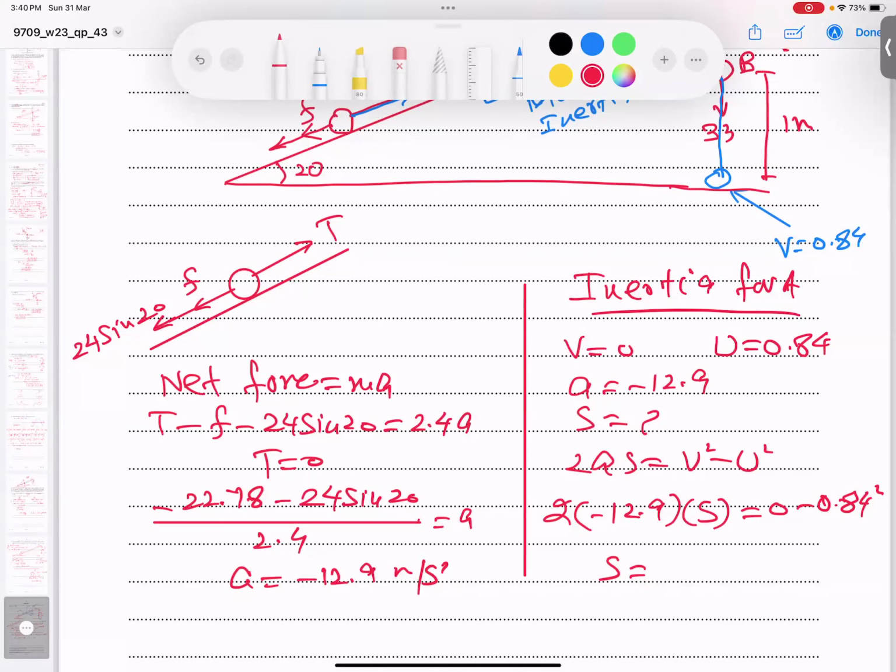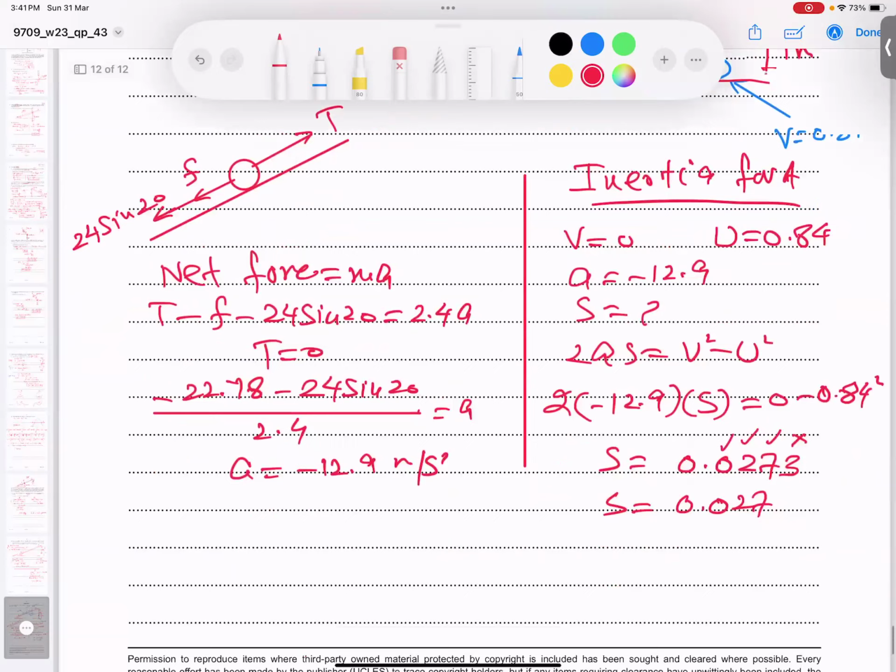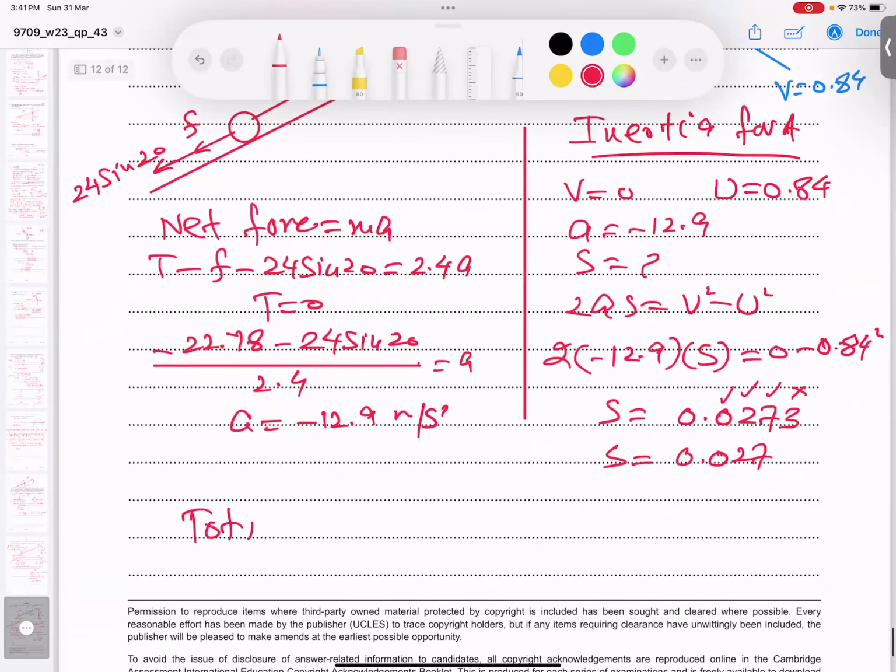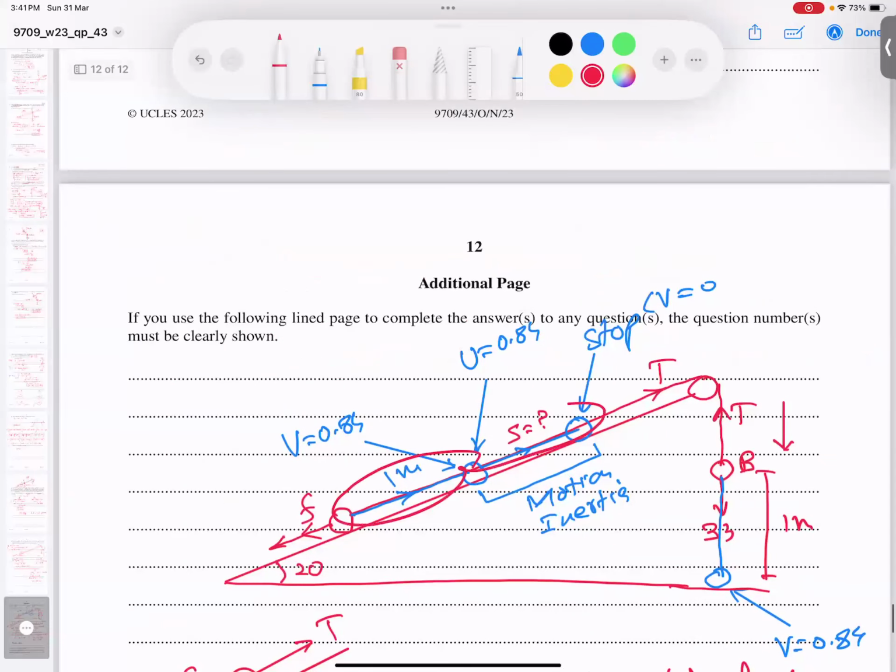And I get it here 0.027. Okay, 7, even after 7, 3. So if I round it to 3 SF, it becomes 0.027. Okay, yes. So what does the total distance become? Total distance, you know, students, is 1 meter and this. So add them both.